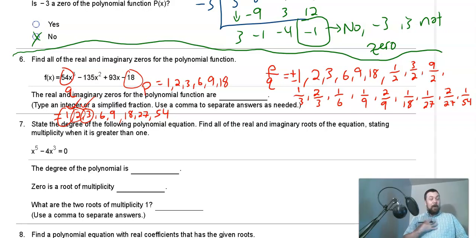Okay, so I'm pausing the recording. You pause the video, start checking these numbers using synthetic division, and see if you can find one that gives you a remainder of 0. That's what we're looking for.